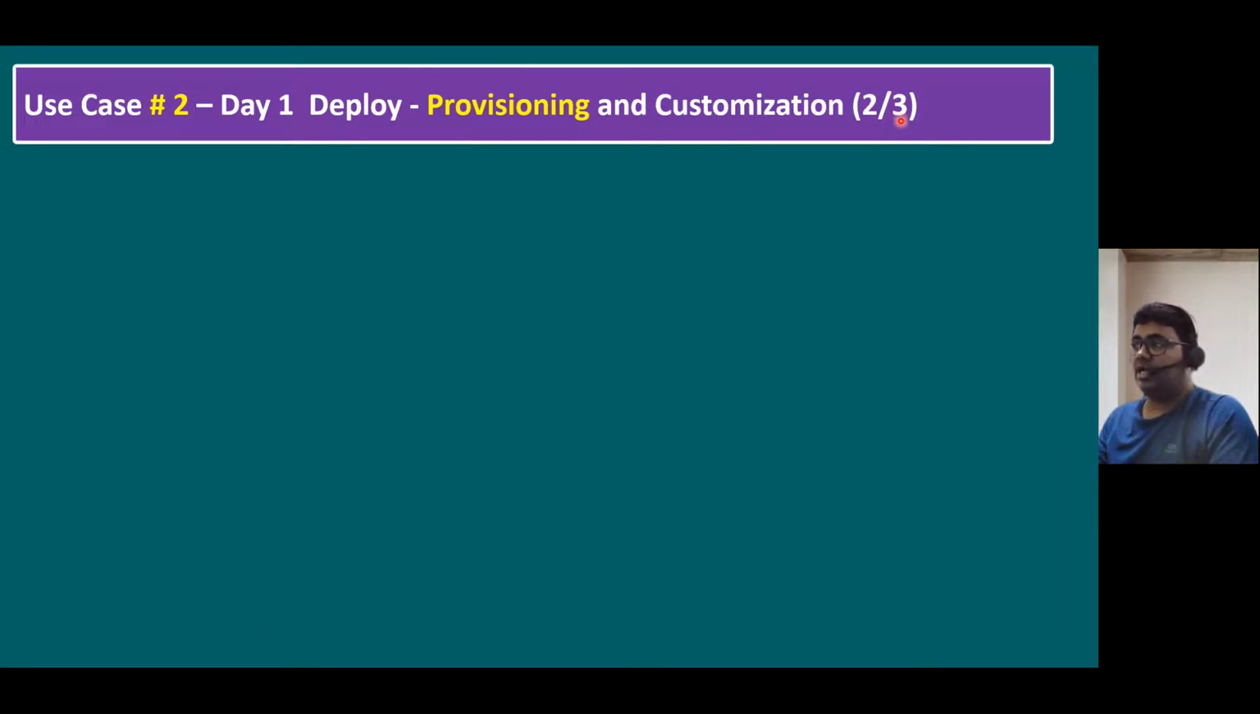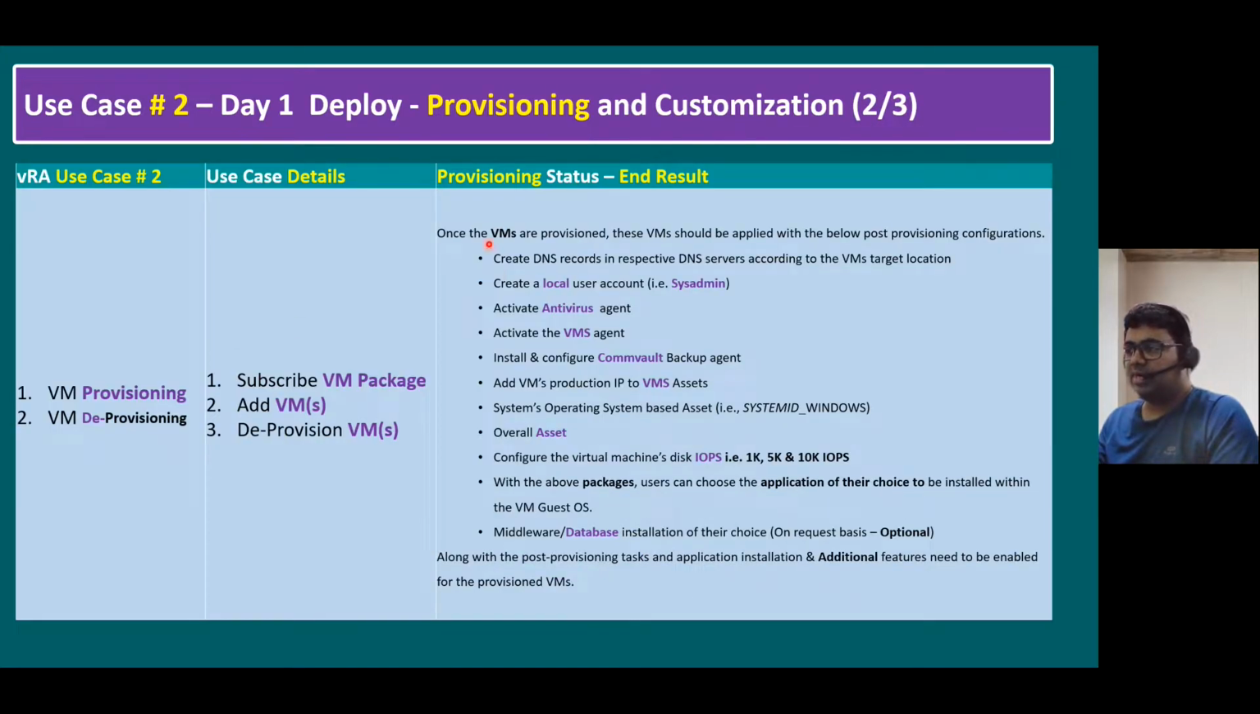So now we'll discuss the 2 by 3 slide. And here also the same concept, there are some additional customization options. What are the additional customizations? Once the VMs are provisioned, that means VMs are already created, this VM should be applied with the post provisioning configuration. So organizations require some post provisioning. Normally, if you do not have vRA, all these tasks we have to perform manually. Instead of performing these tasks manually, if you have an automation tool, all these tasks will be automated, like creating DNS records in the DNS server. We no need to do it manually. For this also we can prepare a workflow in vRealize Orchestrator, and create a local user account, for example system admin, master user. You can use master, or any name you want to keep for your local user account.